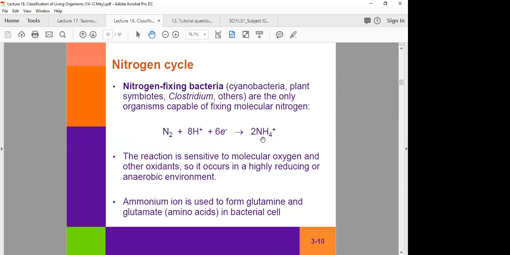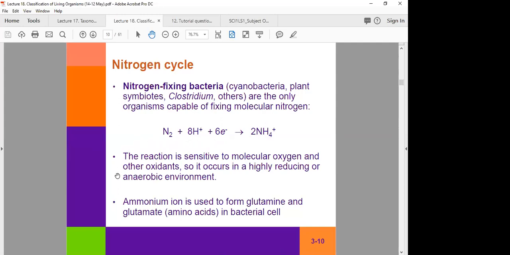Okay, why is this important? Why is the presence of the ammonium ion important in soil, for example, in soil solution? Because it's one of the only forms of nitrogen that plant roots can take up. Plants can't use atmospheric nitrogen at all. They need to absorb their nitrogen from the soil solution, and this is one of the forms that they can absorb. Okay, this particular reaction here is sensitive to oxygen.